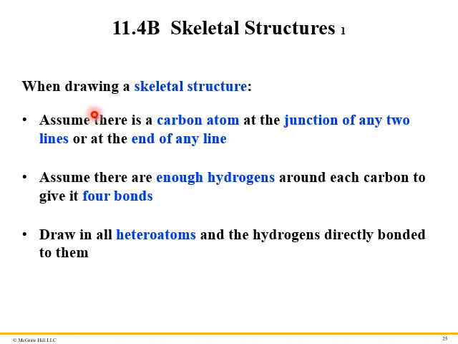Whenever we're doing skeletal structures, we assume there is a carbon atom at the junction of any two lines or at the end of any line, just like we have mentioned before. Assume there are enough hydrogens around each carbon to give it 4 bonds, and if there's anything different from hydrogen or carbon, you have to draw it in.